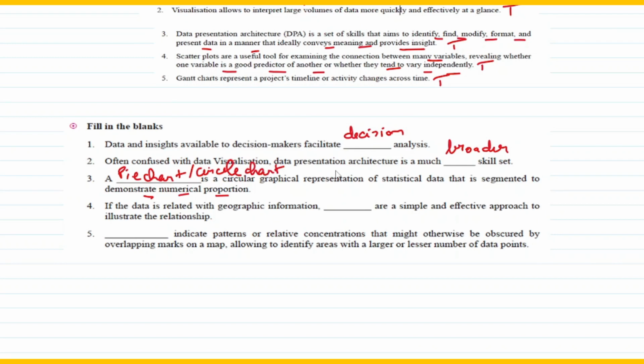If the data is related with geographic information, right? Dash are the simple and effective approach to illustrate the relationship. Very easy. The answer should be maps. Dash indicate patterns or relative concentrations that might otherwise be obscured by overlapping marks on a map, allowing to identify areas with larger or lesser number of data points. This is simply density map. So if there is any overlapping in the map, then the representation can be made properly through a density map. We did an example of tsunami, if you remember. So hence it should be density map, which can be used as one of the methods of displaying the information, right?